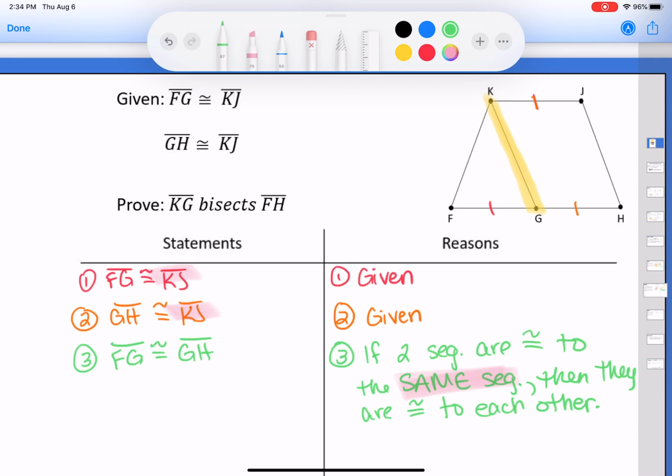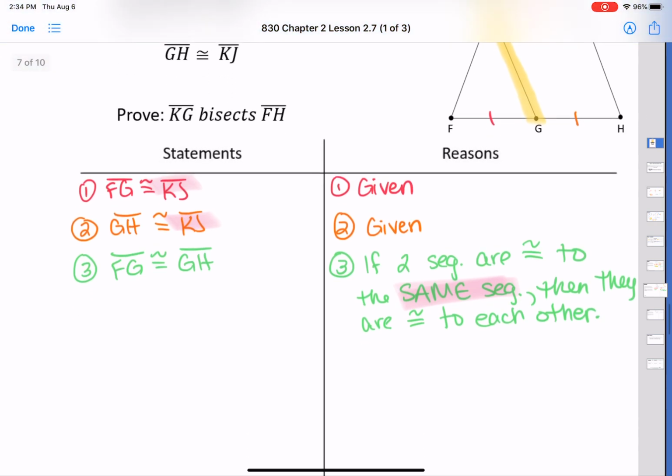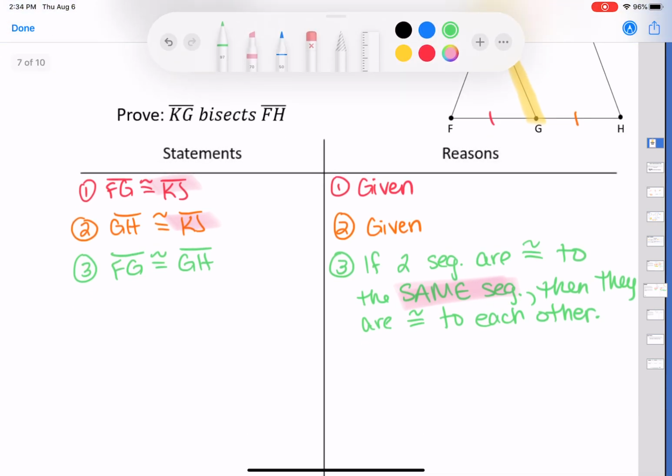The first transitive property, not substitution. If you wrote substitution there, you're wrong. Erase it. Go back and write the transitive property. Okay, but now that I know segment FG is congruent to segment GH, I'm not finished, right? That wasn't done. I'm trying to prove that KG bisects segment FH. So I have one more step that I have to include.